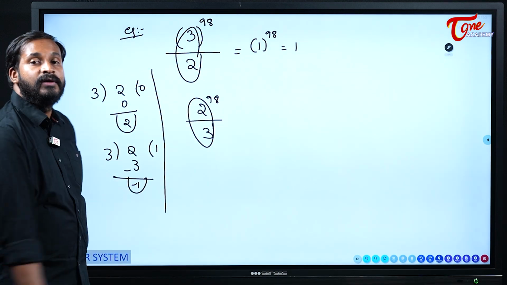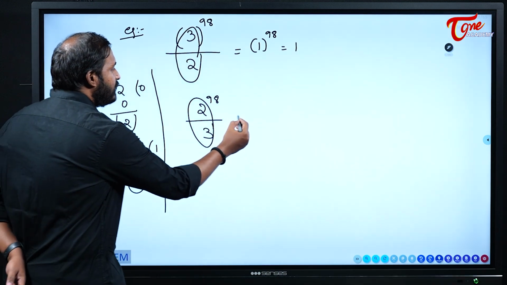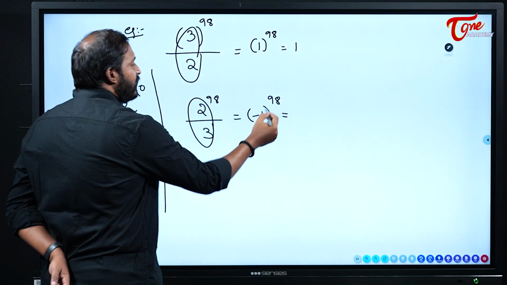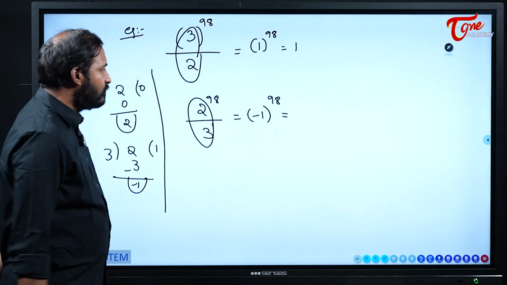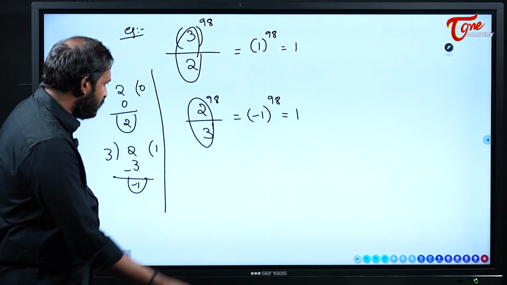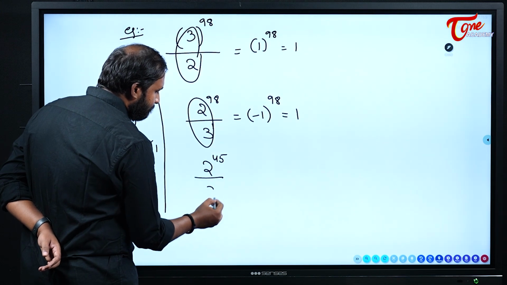So here we will take the help of negative remainders. So what will I get here? Minus 1 whole to the power of 98. So minus 1 to the power of an even number, what is the answer you will get? Plus 1. Plus 1.